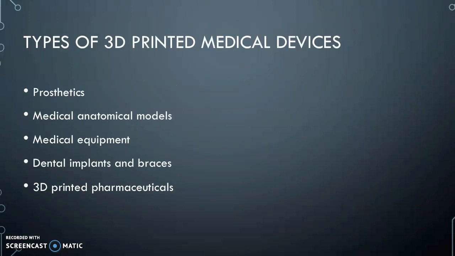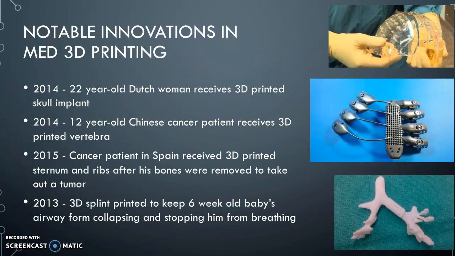So, what types of 3D medical devices are currently made via 3D printing? They include prosthetics, medical anatomical models, medical surgical equipment, and dental implants and braces, and they are currently looking at the 3D printing of pharmaceuticals. So, here are some notable innovations in 3D printing.